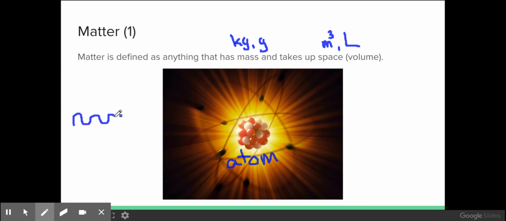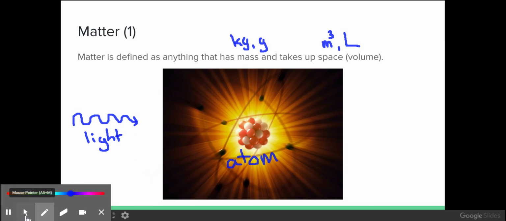There are things, however, that exist that aren't matter, such as light. Light is something that carries energy, but it doesn't have mass. We're going to study light in greater detail in a later unit. But for the time being, just recognize that there are things that exist that don't possess the quality of matter.